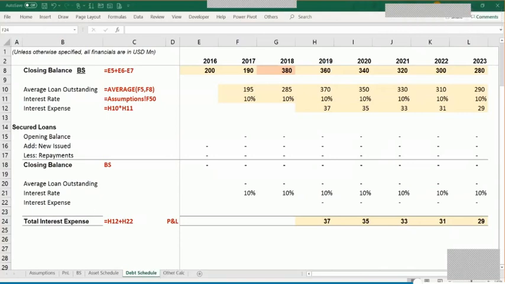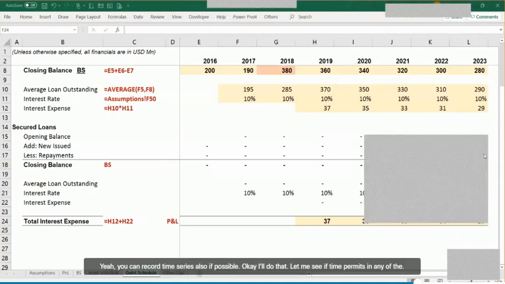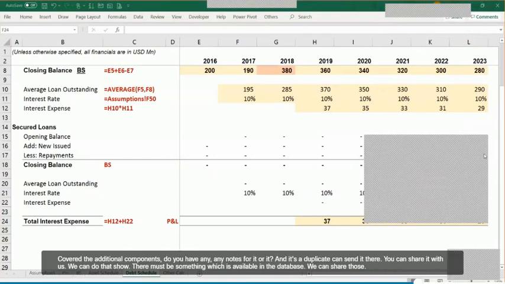Sir, can you cover time series analysis also, if possible? Time series. Okay, I'll do that. Let me see if time permits in any of the sessions. I'll cover the additional components of the ask. Or if you have any notes or any topic, you can share it with us. I'm sure there must be something available in the database. We can share those additional details with you.